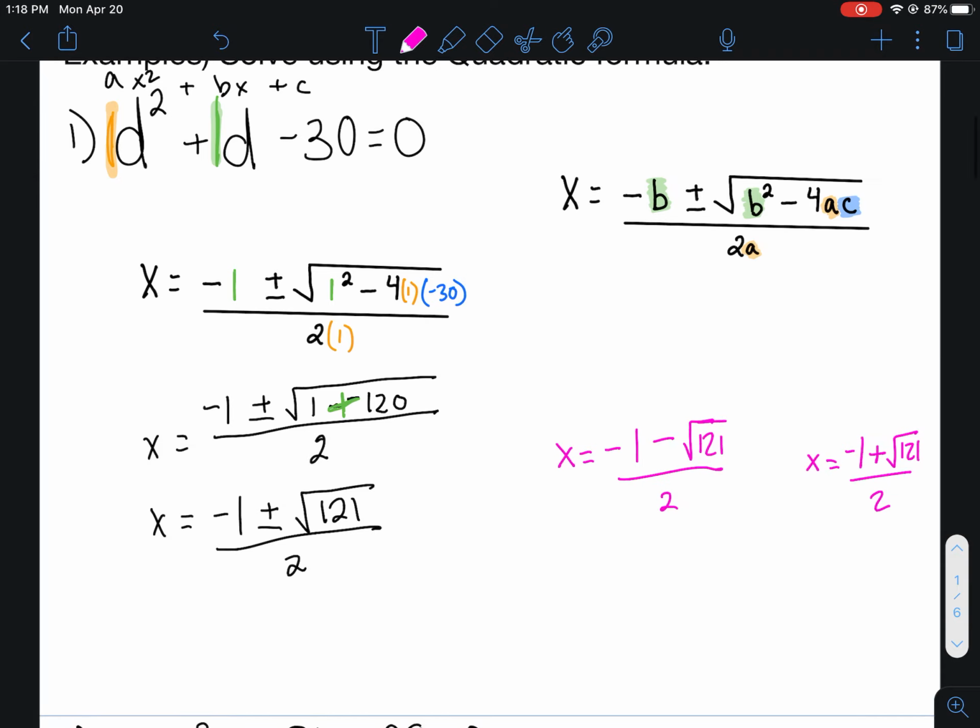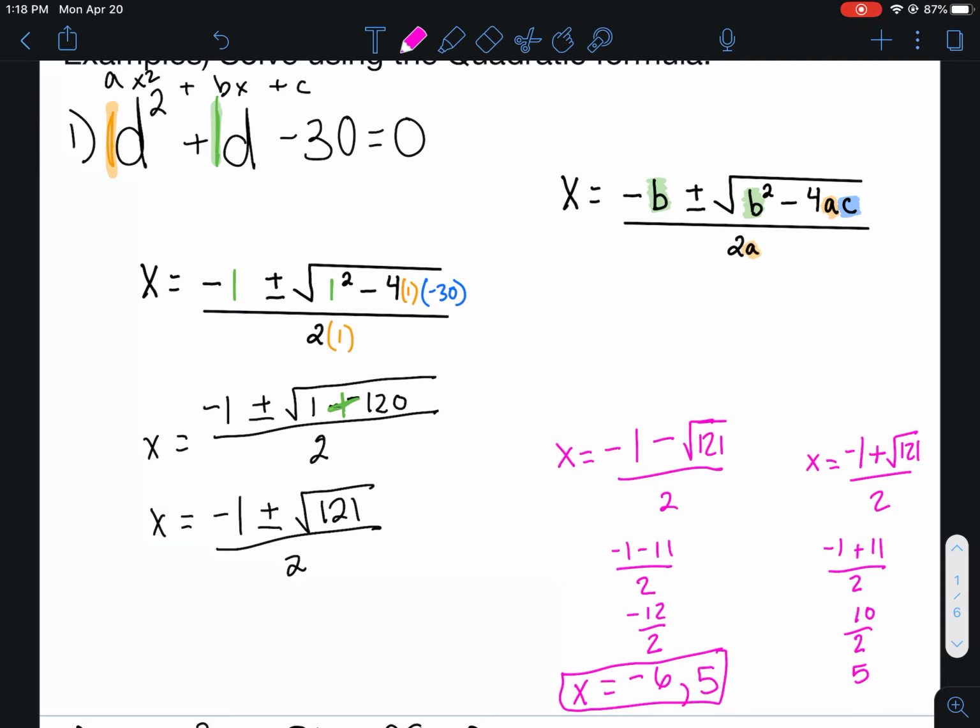Now, the square root of 121 is 11. So I have negative 1 minus 11 all divided by 2. Negative 1 minus 11 is negative 12 divided by 2 gives me negative 6 for one of my x values. The other one will be negative 1 plus 11 all over 2, which will give me 10 divided by 2 gives me 5. So my 2 values are negative 6 and positive 5.